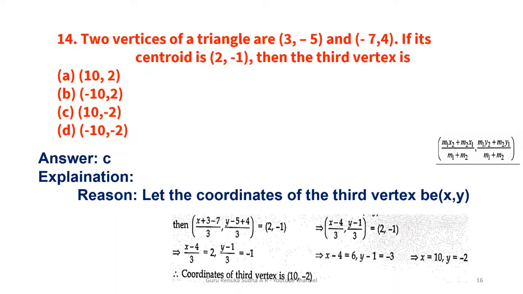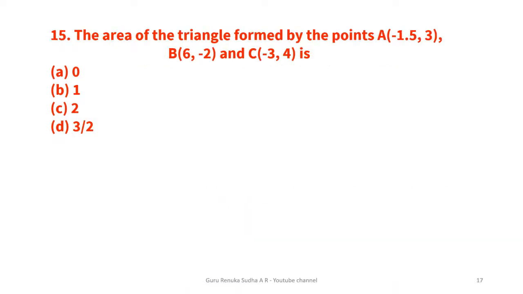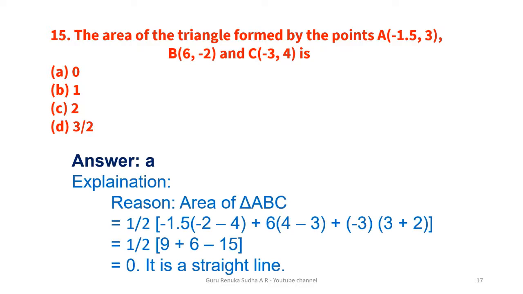So here also you can see in this 15th question they are asking the area of triangle formed by the points A, B, C. Then you have to calculate the area. What is the area when its vertices are having coordinate values like this? Using the area of a triangle formula in coordinate geometry, then you can easily calculate.